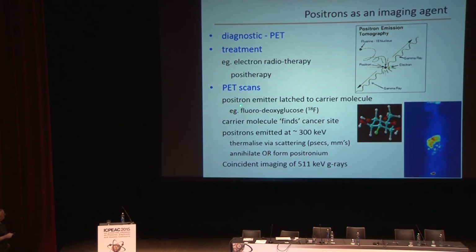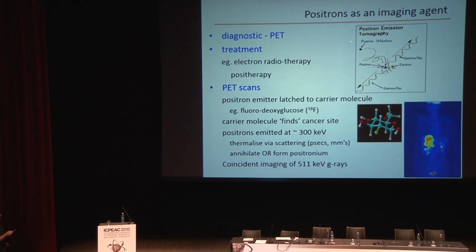And what happens in a PET scan is that the positron emitter, typically fluorine-18, which is a radioactive isotope, emits positrons and is latched to a molecule. The typical one is glucose, to form this radiopharmaceutical called fluorodeoxyglucose. It's injected into the body as a liquid, and the carrier molecule, the glucose, finds sites of high metabolic activity, which can include a cancer.